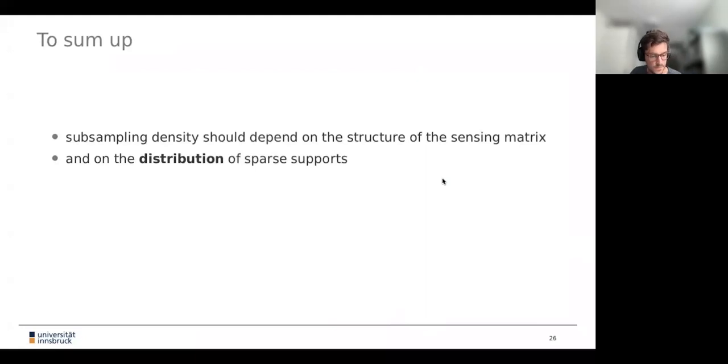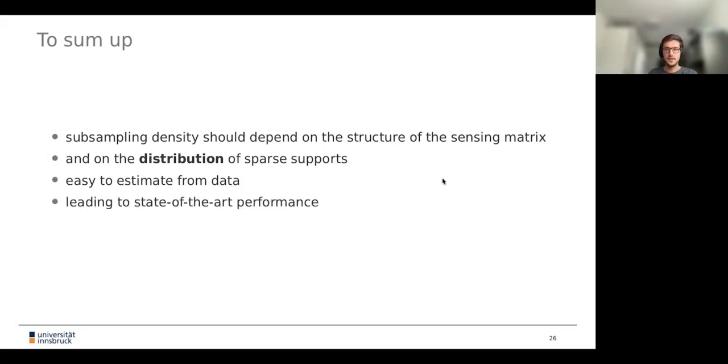So to sum up, I showed that the subsampling density, so the strategy of how to spend your budget, if you want to call it that way, should depend on the structure of the sensing matrix and on the distribution of sparse supports via these weights omega 1 to omega k. This has the big advantage that it's easy to estimate from data. So if you have a data set of similar data, you can just estimate these weights, plug them into our formula, and there you go. And this leads to state-of-the-art performance.